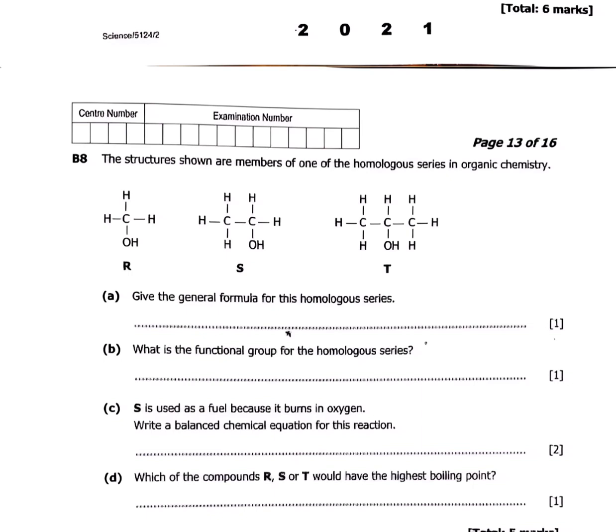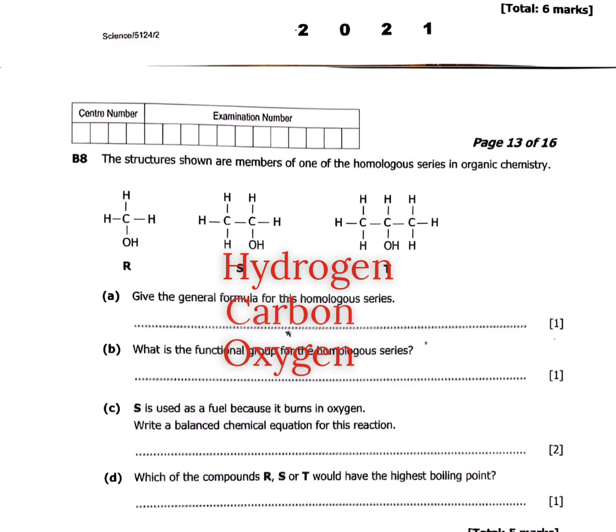So the question is saying the structures shown are members of one of the homologous series in organic chemistry. We have the first one, which is R, the second one, which is S, then the last one, which is T. As you can see here, we have three elements: hydrogen, carbon, and oxygen.